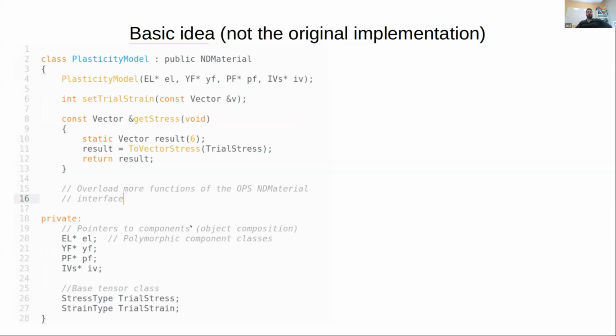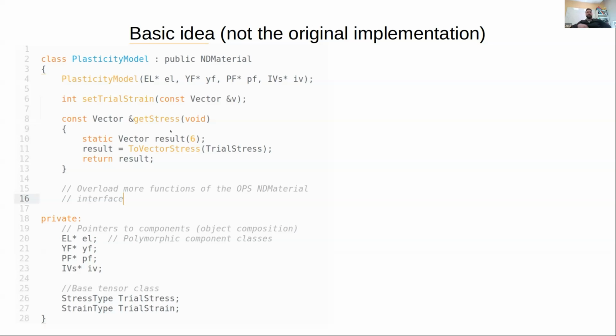And these are wrapped inside a plasticity or a new material class, which inherits publicly from the ND material class in OpenSees. So for the object of the class, you specify this set trial strain function, which receives the trial strain from the Gauss point of the finite element, and you can then call the get stress function, which will give you back the current trial stress.